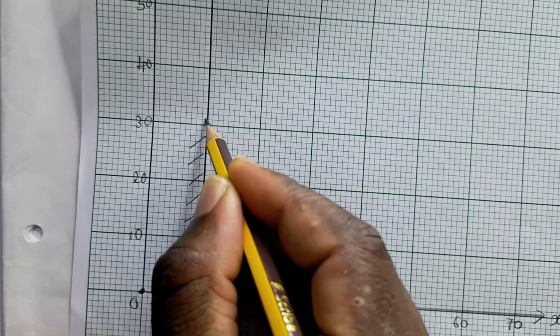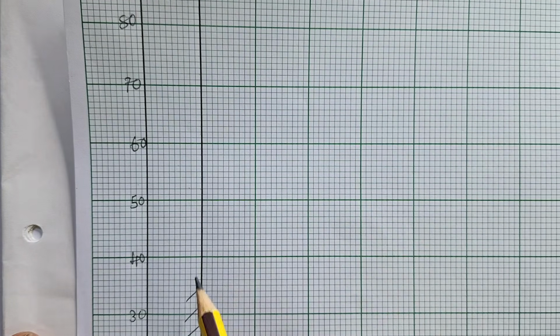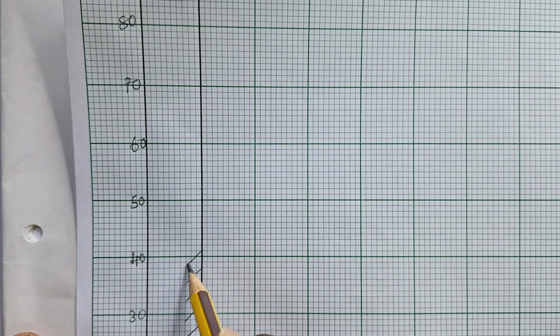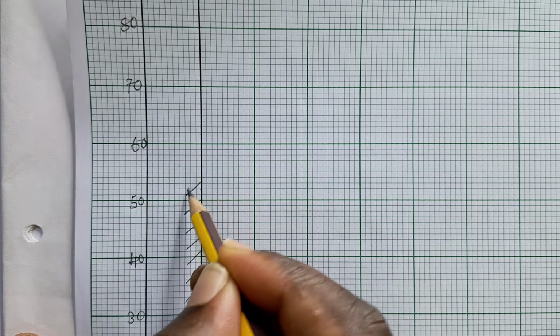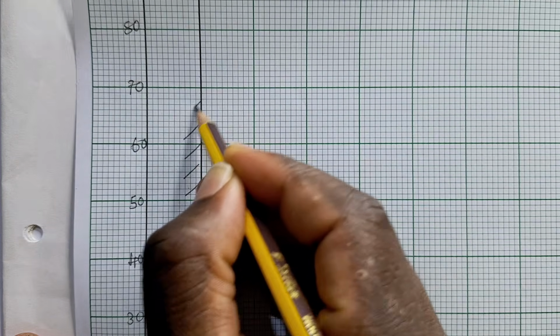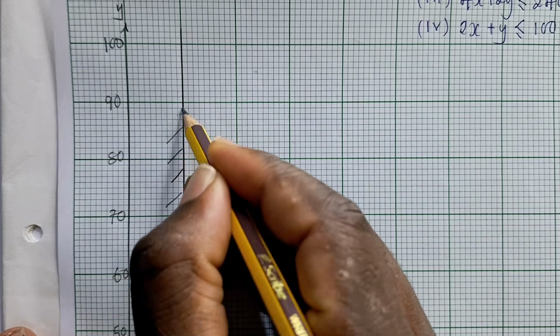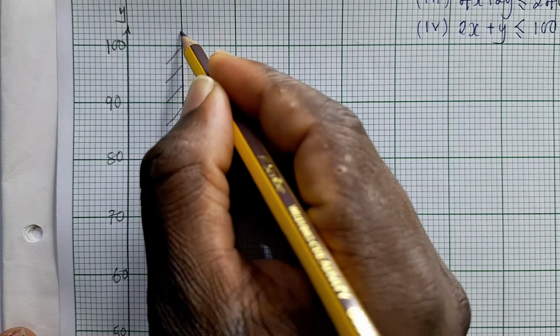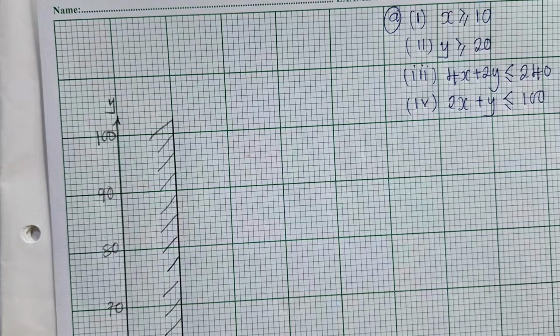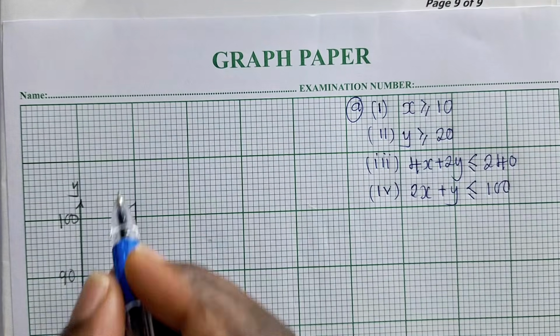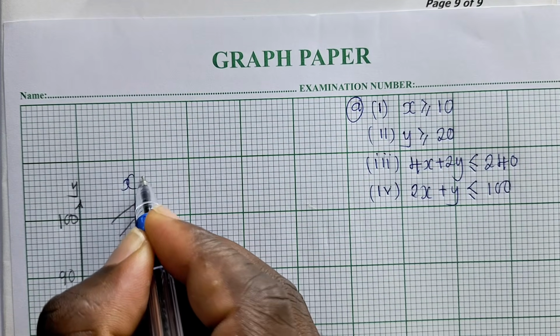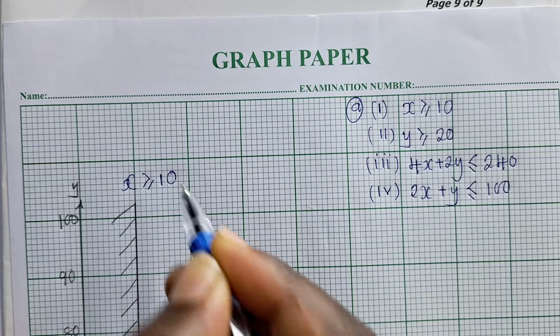Okay, so make sure your shading is properly done so that examiners are able to see what you're doing. So this is how it's supposed to be. Okay, we shade very nice. Okay, so we even indicate. Now you can use the pen. You say x is greater or equal to 10.